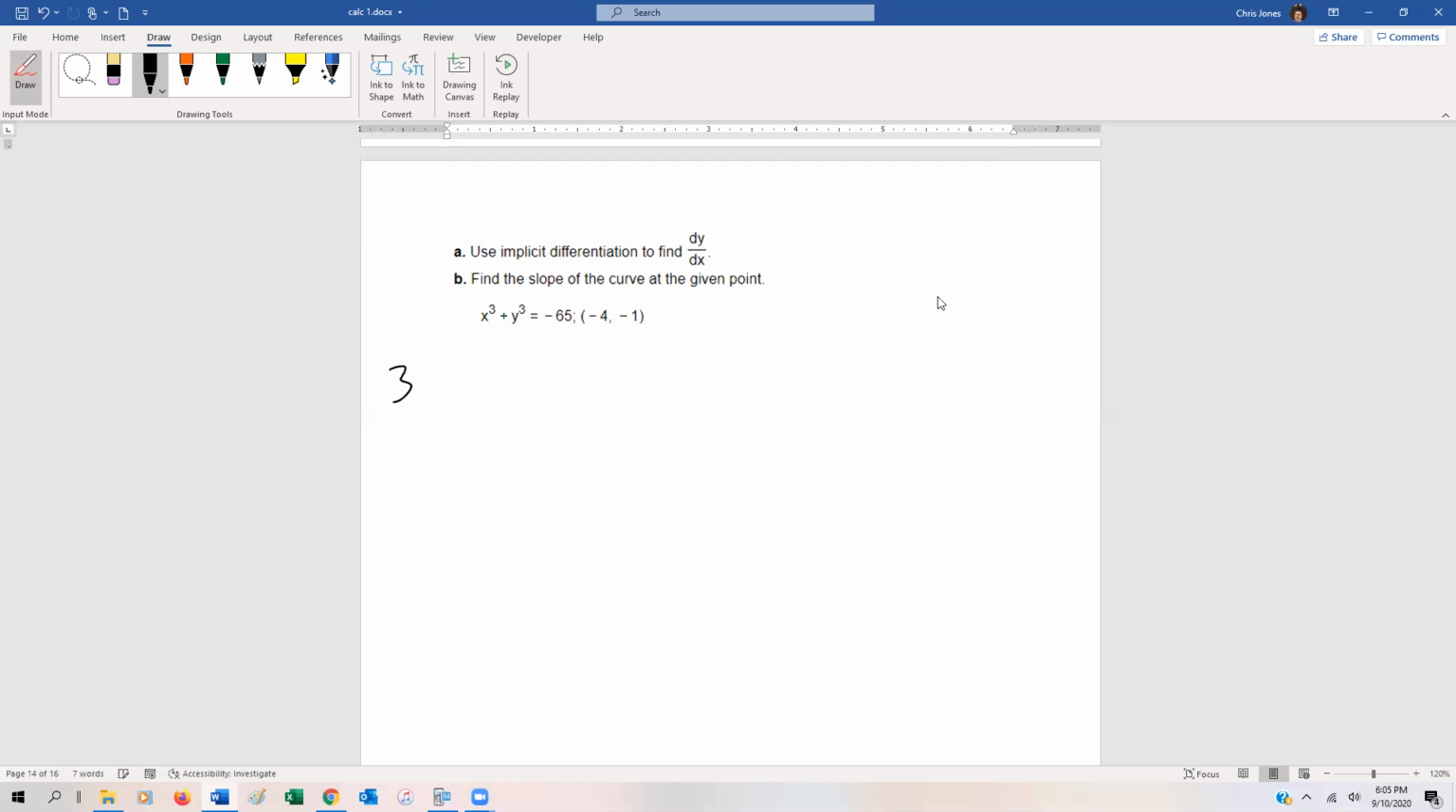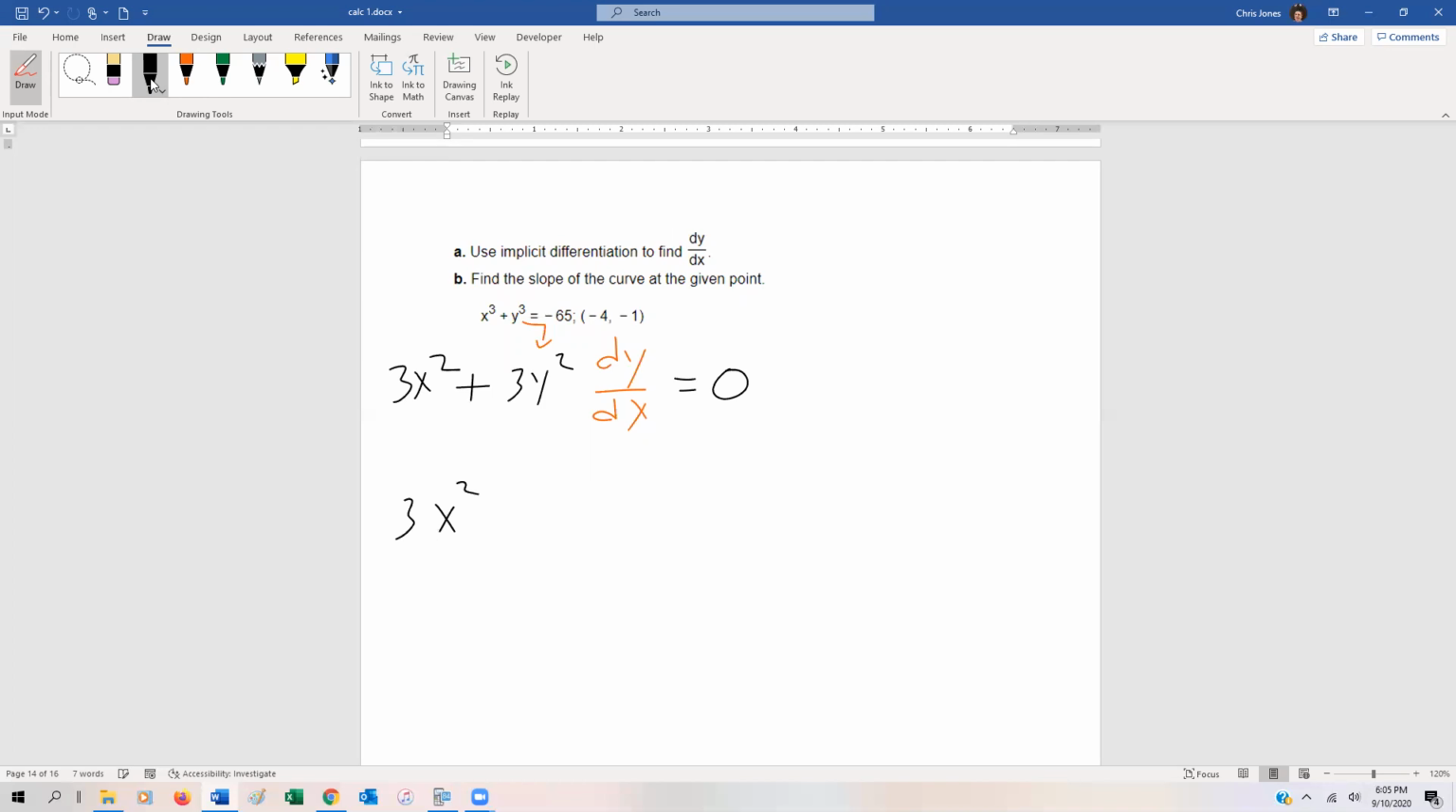Derivative of x cubed, 3x squared. Derivative of y cubed is going to be 3y squared. Derivative of negative 65 is 0. However, we can't forget that because we took the derivative with respect to y, we're now going to multiply by dy/dx. It's that easy. Now we solve for dy/dx. We're just going to jump that 3x squared to the other side.